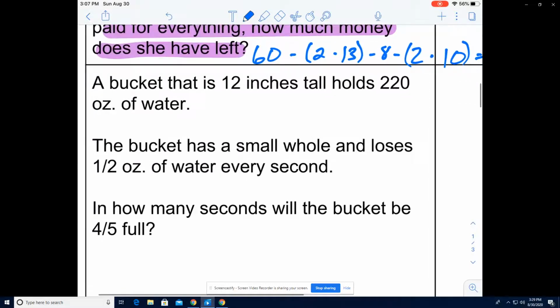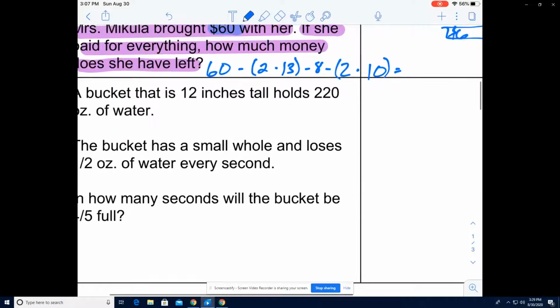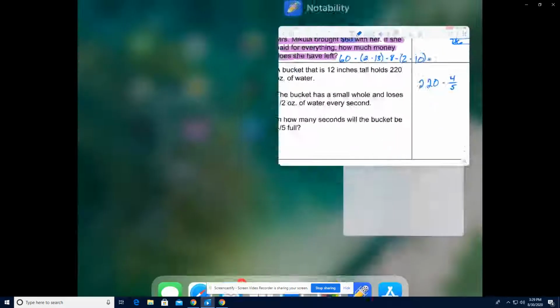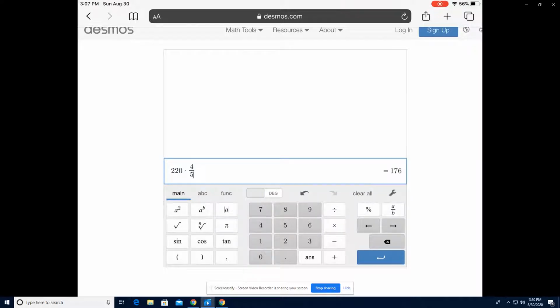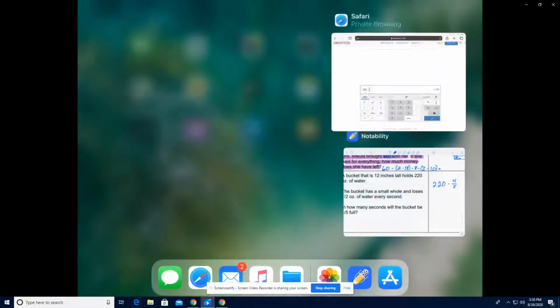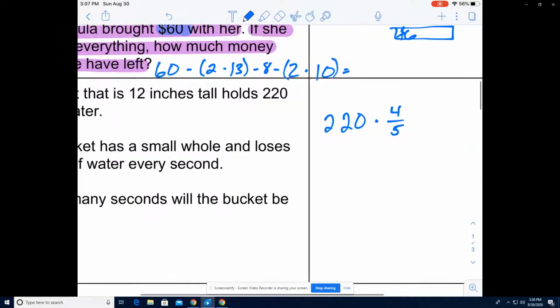So the first thing you're going to do is you're going to take 220 and multiply it by 4/5. So we can do that in a calculator. So we'll go 220 times 4/5. Remember that fractions are just division, so 176 is what I get for that.